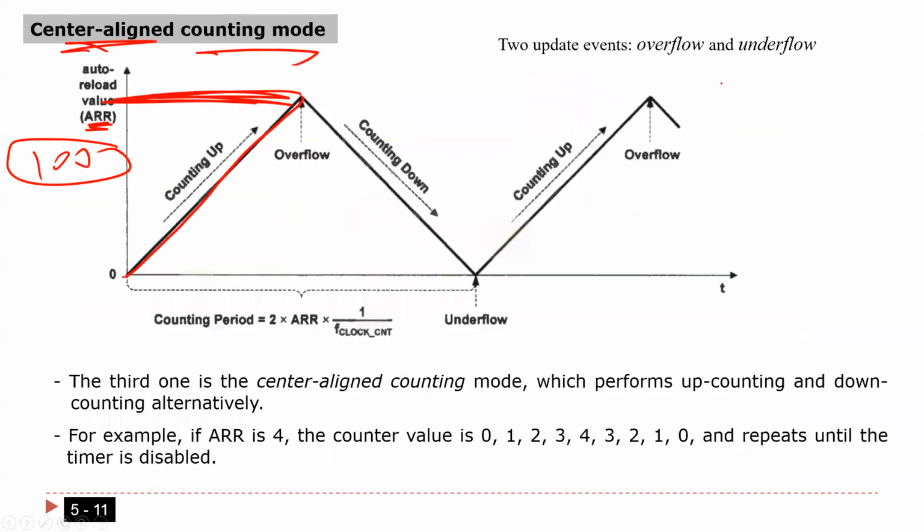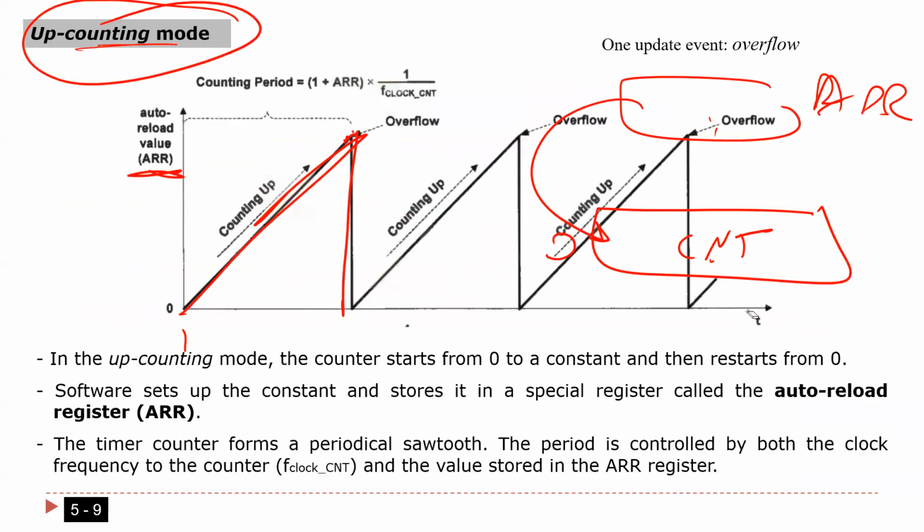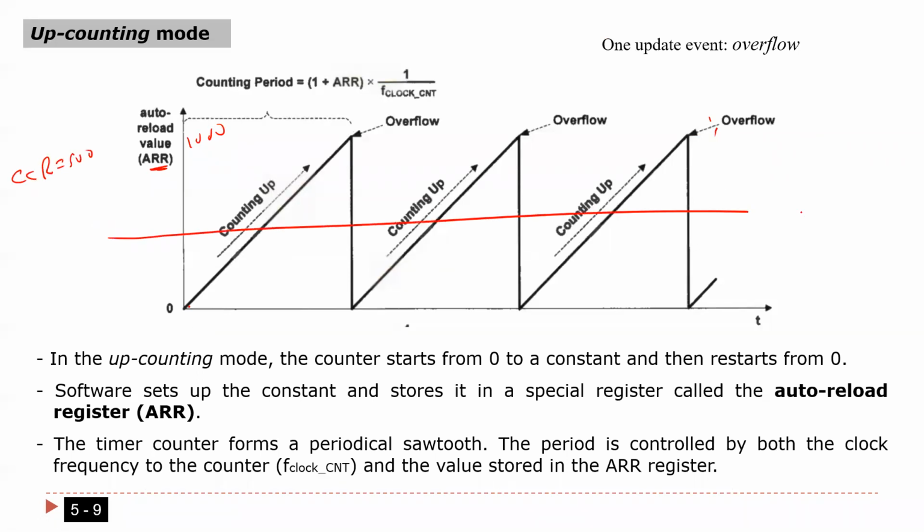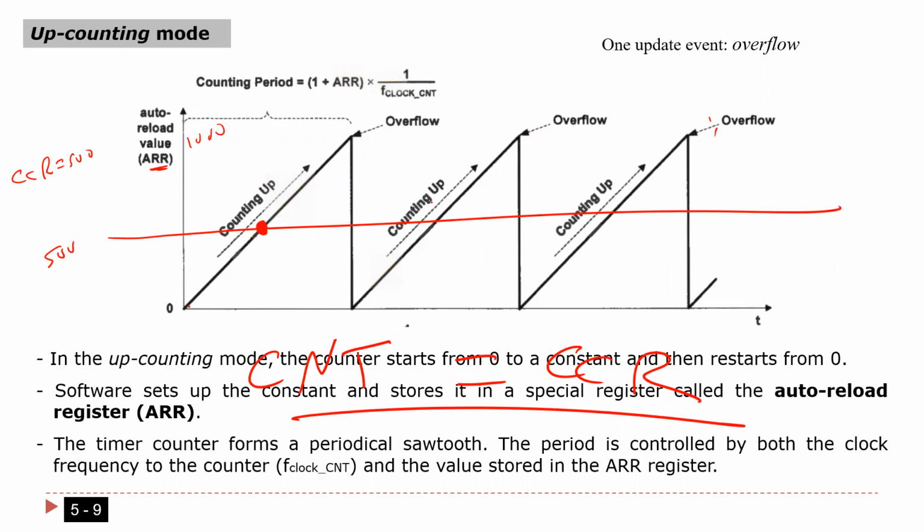Let me make it easy. For example, if I use this mode and say ARR is 1,000, and then I say CCR is 500, so 500 is here and 500 here. What's going to happen at this moment, when the current count CNT is equal to CCR? Also at this moment.